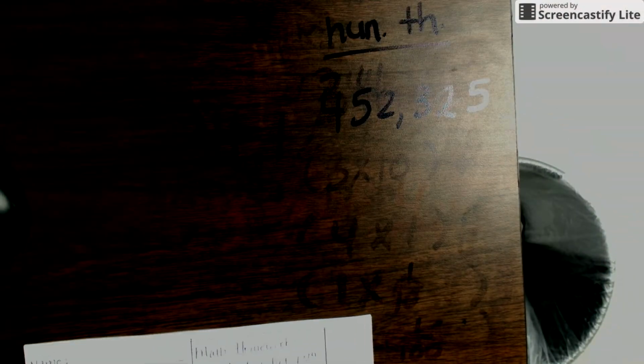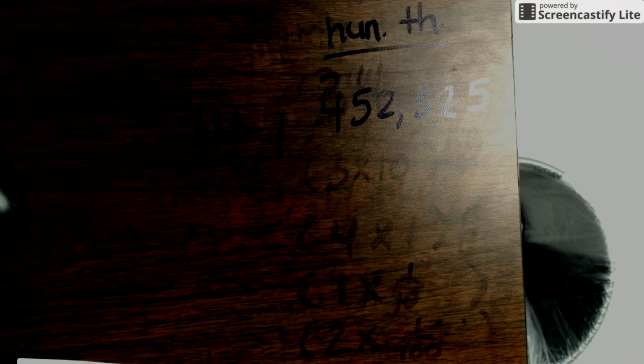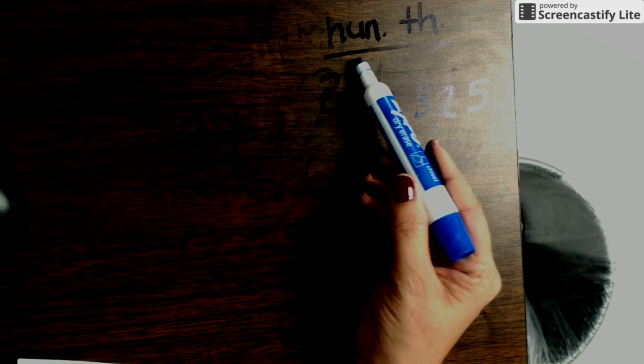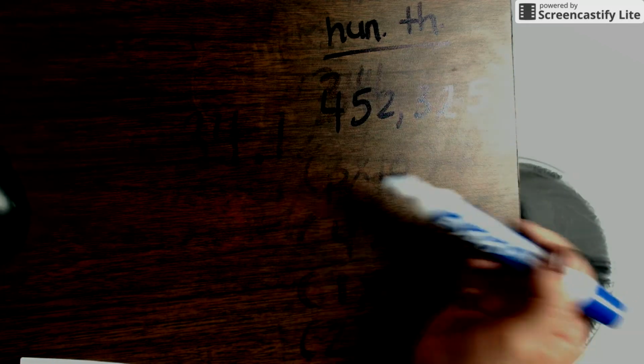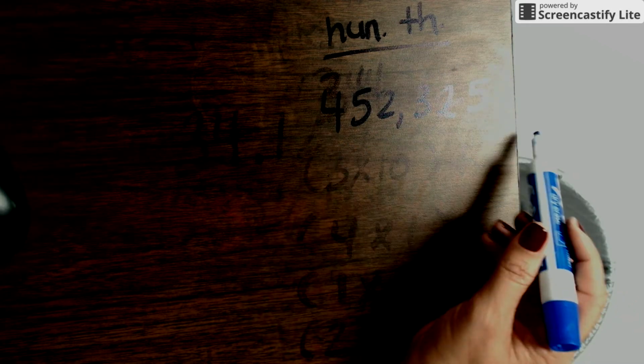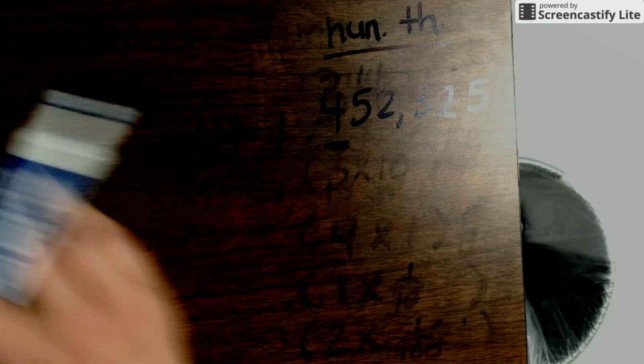Then our strategy is to underline the digit in that place value position. So if we're rounding to the nearest 100,000s place, I need to underline the 100,000s place. So in this number, it would be a 4.